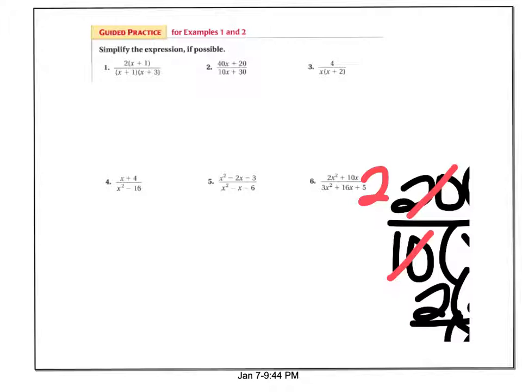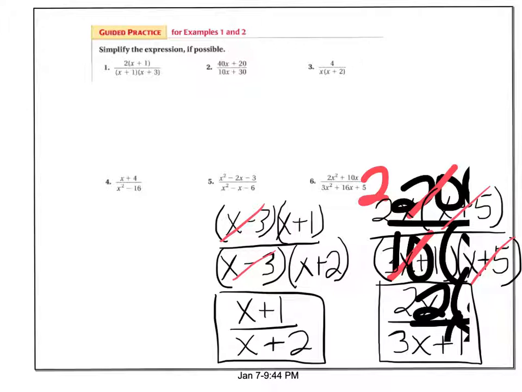Do number 5 and 6 on your own. Pause the video and come back. Here's what 5 and 6 should look like.